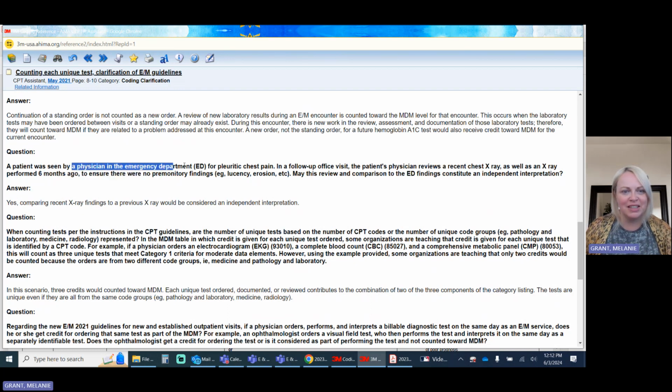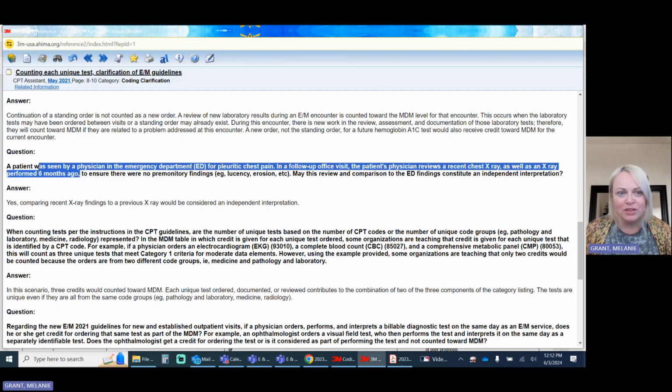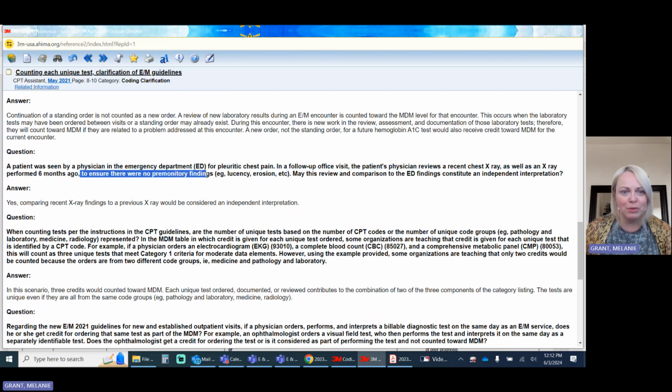So you have your patient seen in the ED for chest pain, follow-up visit. The physician reviews a recent chest x-ray as well as x-rays performed 6 months ago to ensure there were no premonitory findings. And then would this be considered twice? Yes, it would, because they're looking at two unique sources.